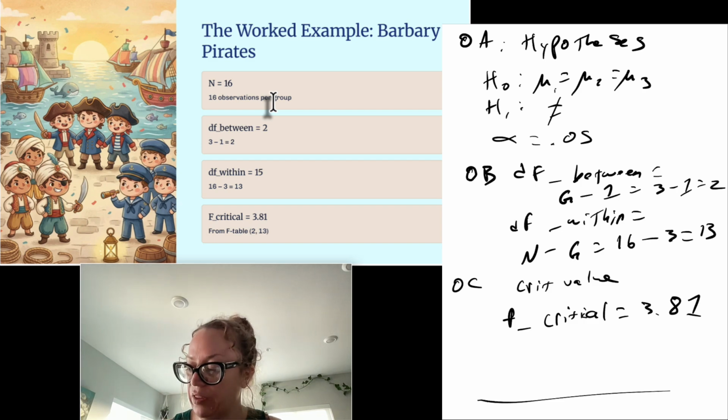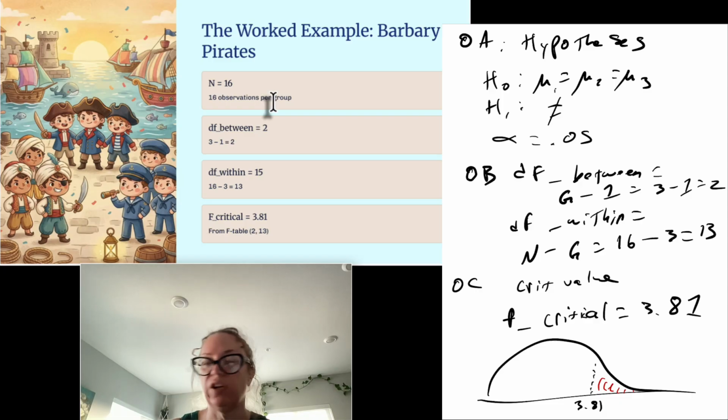So anyhow, that is our cutoff for our rejection region. Anything above here, we reject the null, and that line equals 3.81. So we have to find an F score, an F ratio that is above 3.81 in order to reject our null hypothesis.